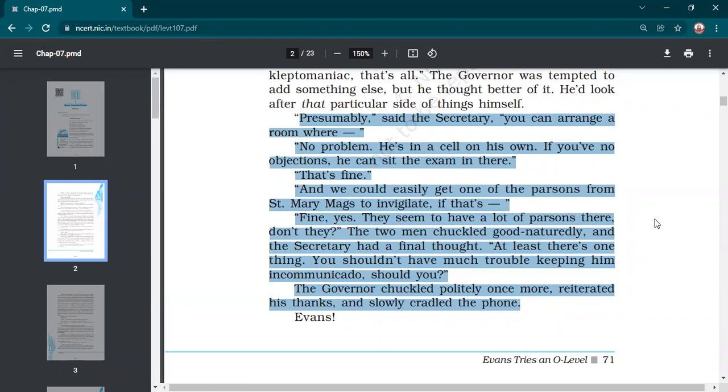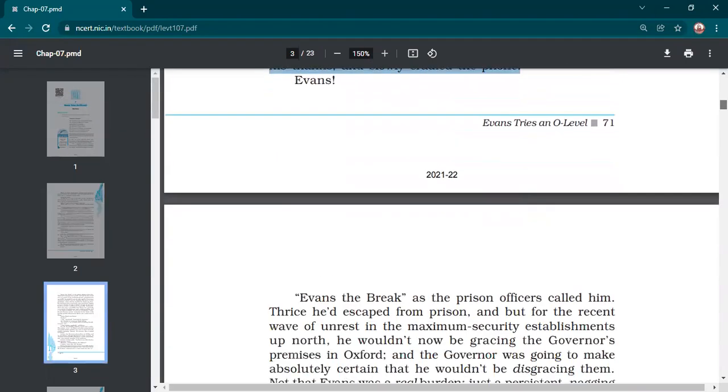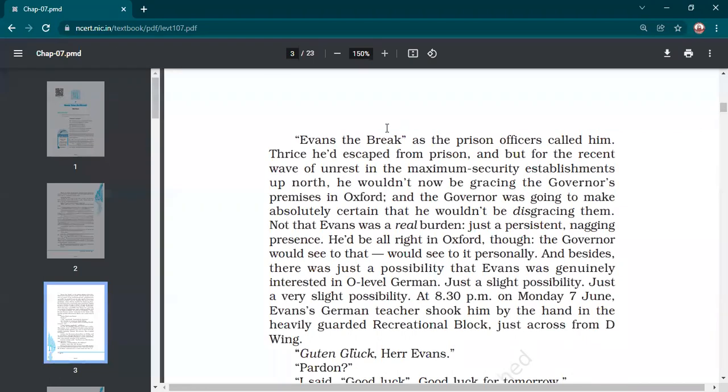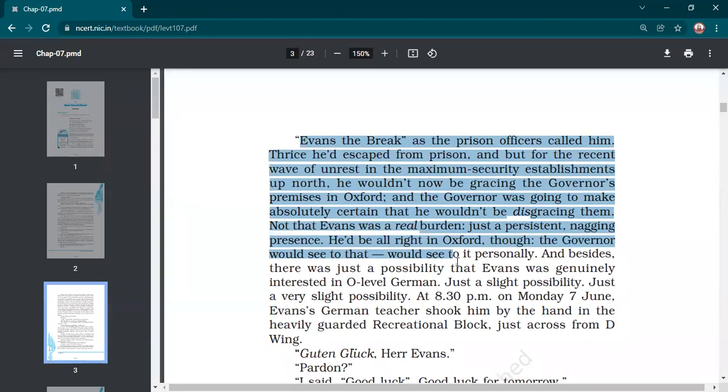So they are just saying that we will be sending one of the parsons from Saint Mary Max. Parsons, as I already told you, are like priests from the church and all that. So he says we will be appointing one parson for this duty as an invigilator. So the governor chuckled politely and slowly cradled the phone. So the conversation went off. He says that you need not worry about this thing, we will arrange everything. So the secretary of the exam is asking for the arrangement, and the governor says we will do it. So read the next page.